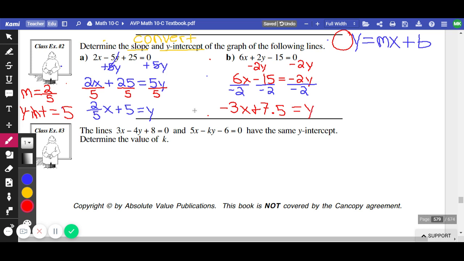You now have slope y-intercept form. You can now answer the question. The question was, what's the slope, what's the y-intercept? This is my slope, negative 3. And this is my y-intercept, positive 7.5.